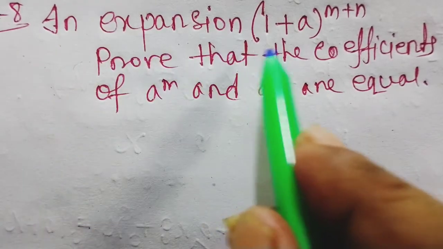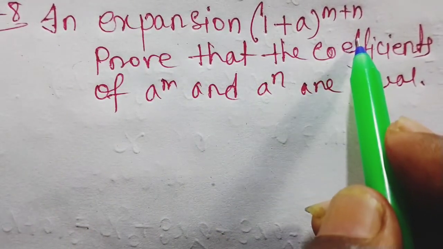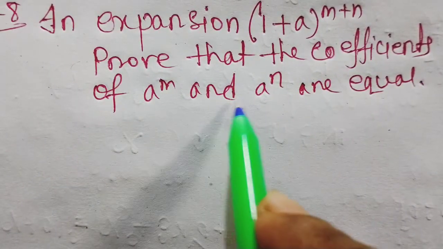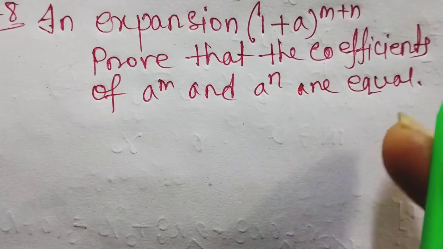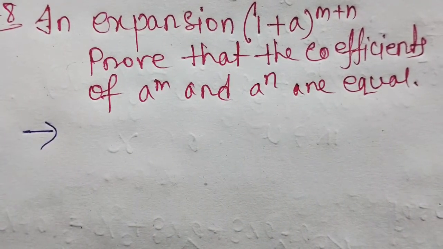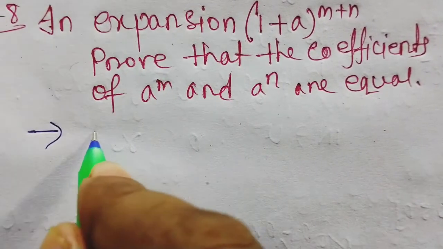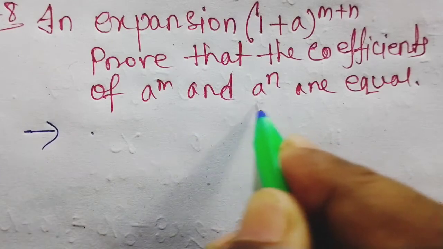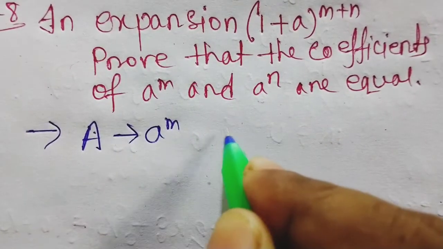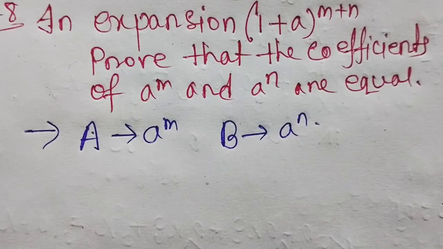In the expansion of (1 + a) to the power m + n, prove that the coefficients of a to the power m and a to the power n are equal. So how to solve this problem? Let a be the coefficient of a to the power m and b be the coefficient of a to the power n.